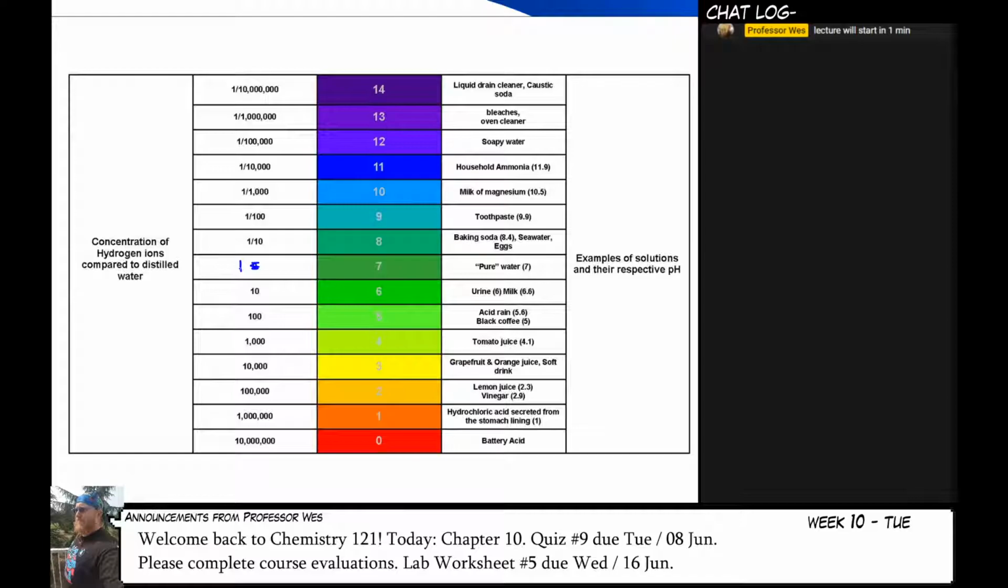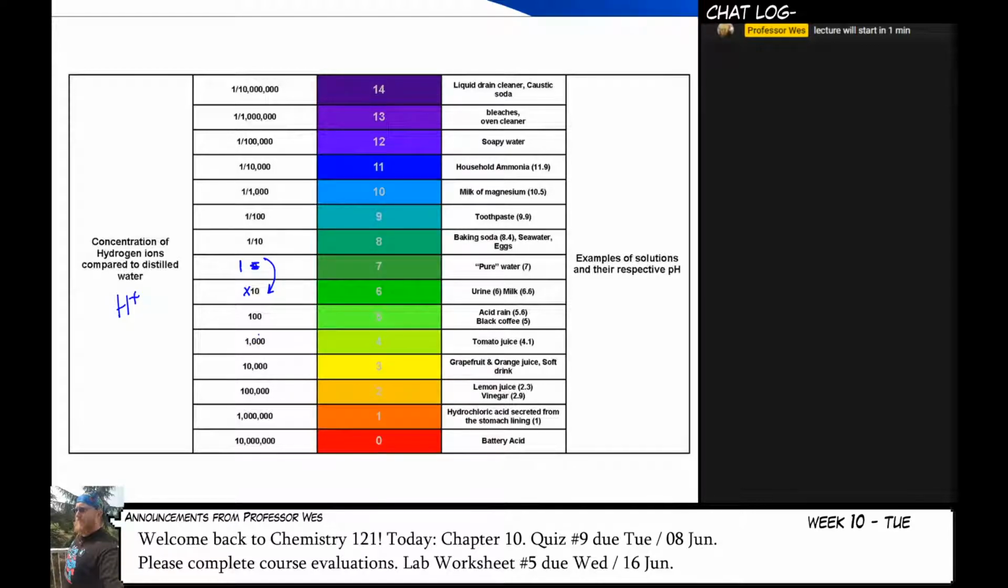And then we just jump straight to stomach acid secreted from your stomach lining. And then battery acid. So yeah, that escalated quickly, didn't it? Now, what is happening to the amount of acid, or H+, in each of these? Well, each time we go down a pH step, we increase the amount by a factor of 10.